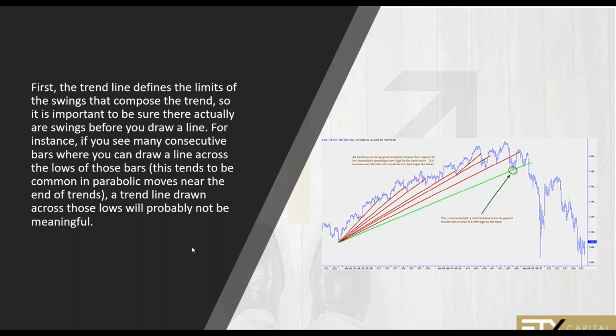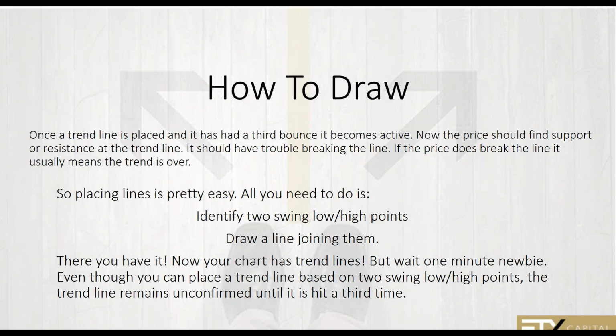So once the trend line is placed, it has to have a third bounce to become active. Now the price should find support and resistance at that trend line. It should have trouble breaking that line. And if the price does break that line, it usually means the trend is over. So placing lines is pretty easy. All you need to do is identify two swing lows or highs and draw a line joining them. There you have it. Now your chart has trend lines.